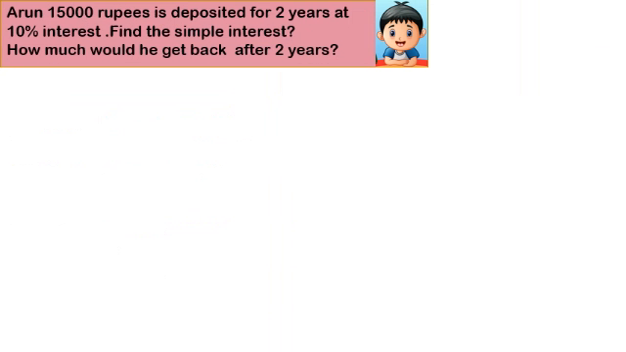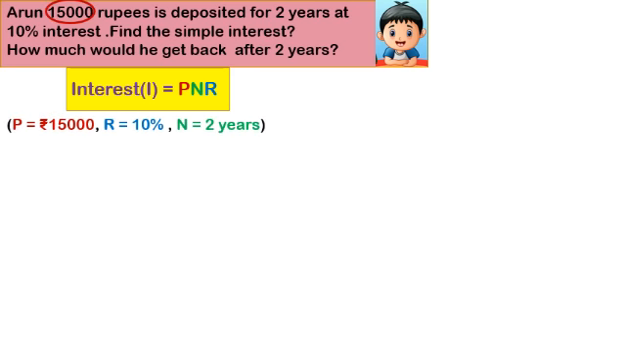Let us see one more question. Arun, 15,000 rupees is deposited for 2 years at 10% interest. Find the simple interest and how much would he get back after 2 years. See children, now we know the formula for calculating simple interest. What is that? Yes, interest I equal to PNR. And in the question they have given principal amount as 15,000 rupees, rate of interest is 10% and number of years is 2 years.